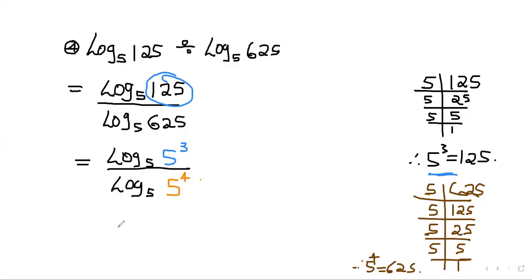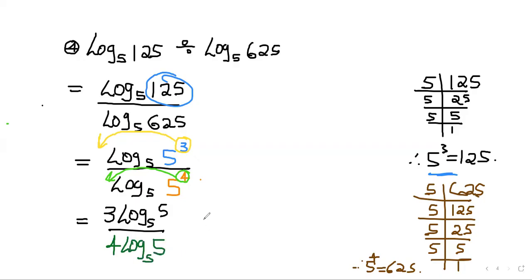As easy as that. So you can now see that your work is much neater now. So the next step, we'll consider taking this 3, bringing it in front right there. So we're going to have 3 log 5 base 5 divided by, you do the same. Here, you're going to take this 4, you bring it in front right there. So that will be 4 log 5 base 5. Due to the sake of space, I'm just going to continue on that side.